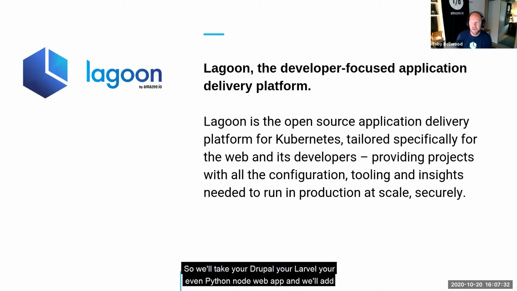So we'll take your Drupal, your Laravel, even your Python or Node web app, and we'll add the necessary configuration to make it work in Kubernetes, but we'll also add backups and logging and metrics and insights and all these other things that are so important to help projects run in production.